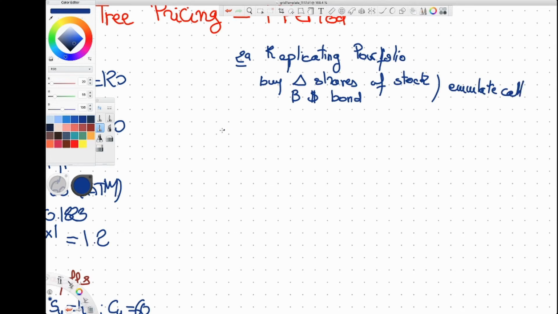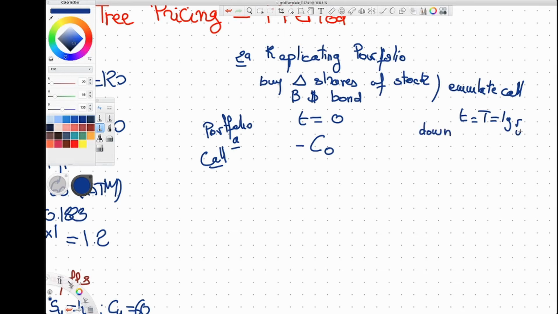Let's see first our portfolio A. That's the portfolio we want to emulate. That's the call. We're going to have two time periods, t equals 0 and t equals maturity, or 1 year. How much do we spend? Well, we spend the price of the call. That's actually what we're after, that's our unknown. Now, in 1 year, two things could happen. Either we are in the down branch or the up branch. On the down branch, the payoff of our portfolio is 0. On the up branch, because we just did it, the payoff of our portfolio is $60. That was our first portfolio. Now let's consider our second portfolio.